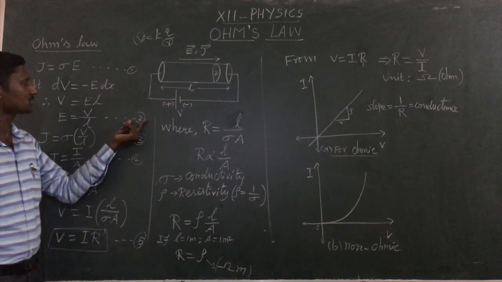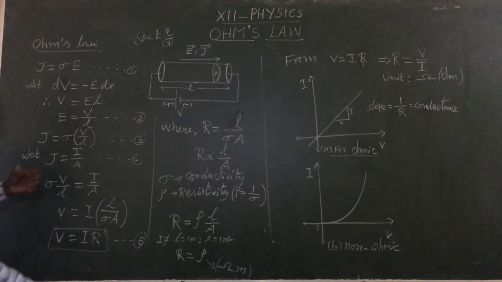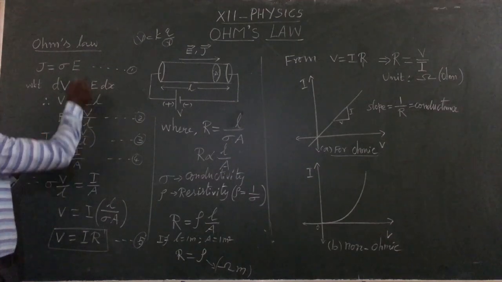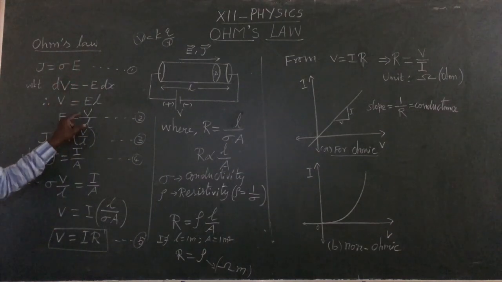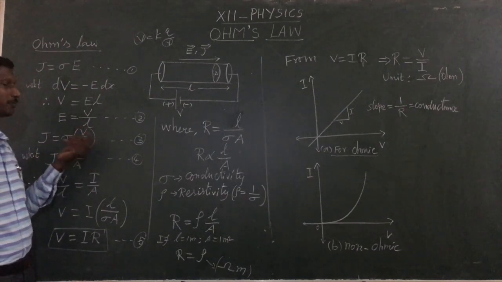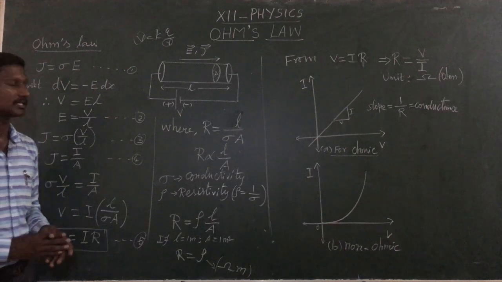Take equation number 2, J is equal to sigma E. We put the value E is equal to V by L, that is, we substitute the electric field value V by L. Therefore J is equal to sigma V by L. That is one form of current density.